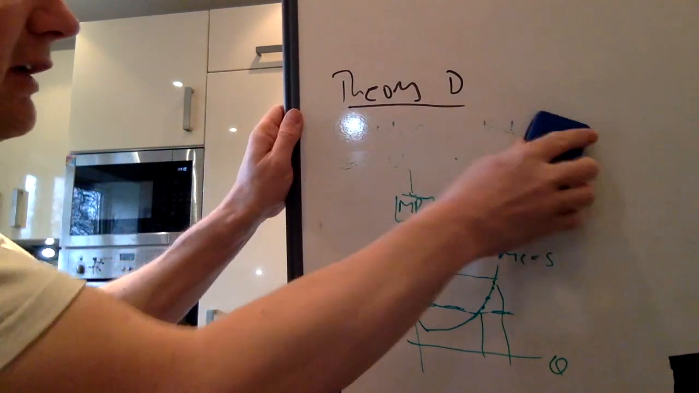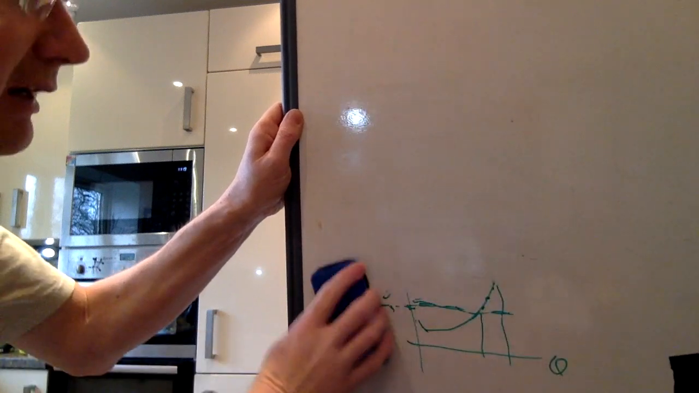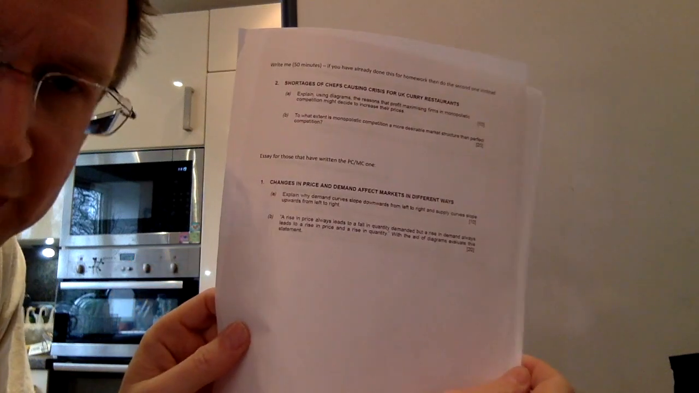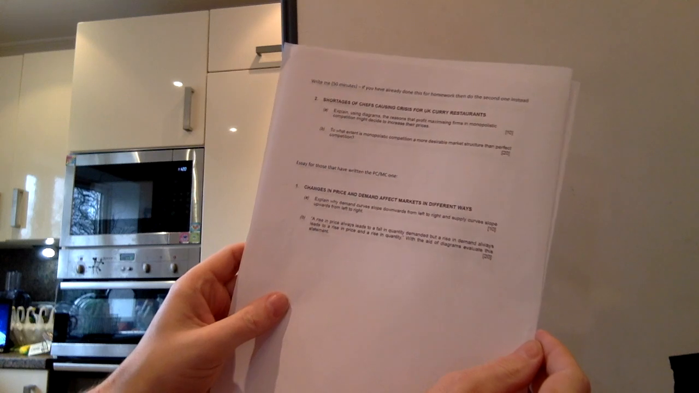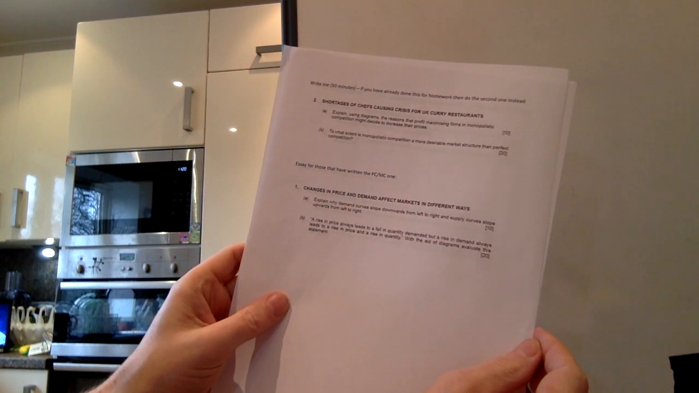Part B said, a rise in price always leads to a fall in quantity demanded, but a rise in demand always leads to a rise in price and quantity. With the diagrams about it the same. Generally, this was done quite well.